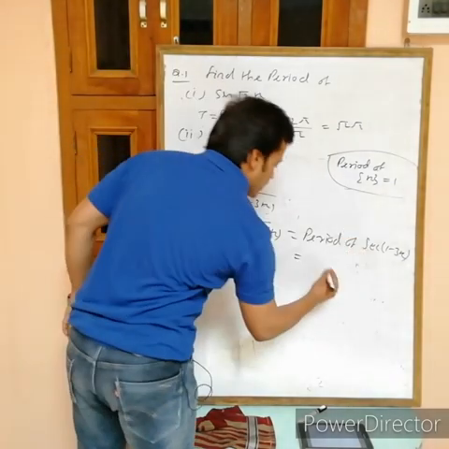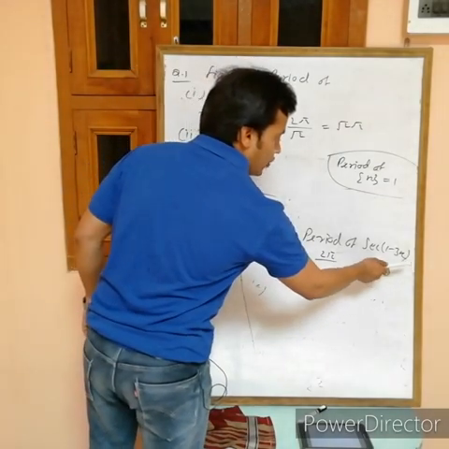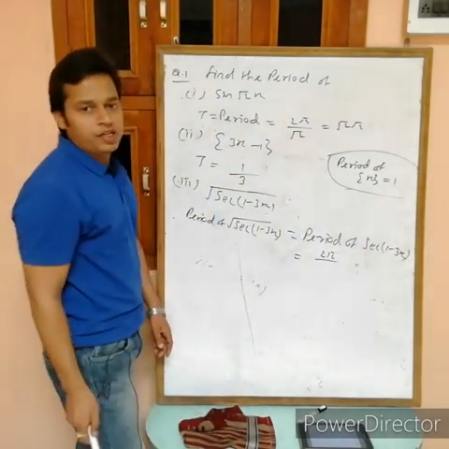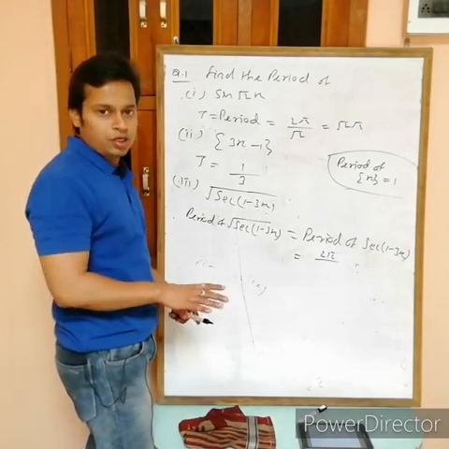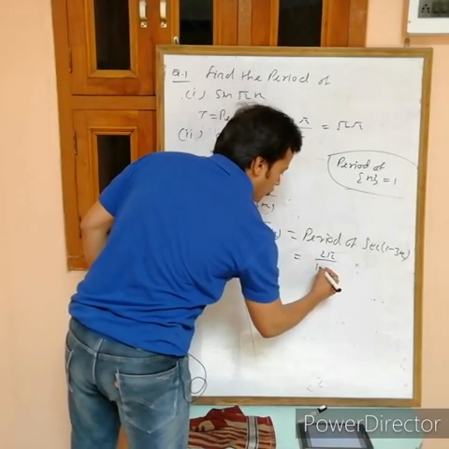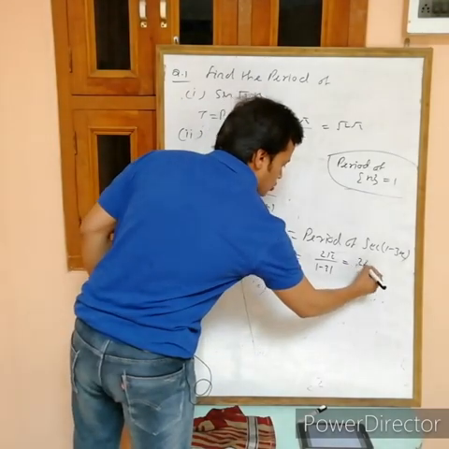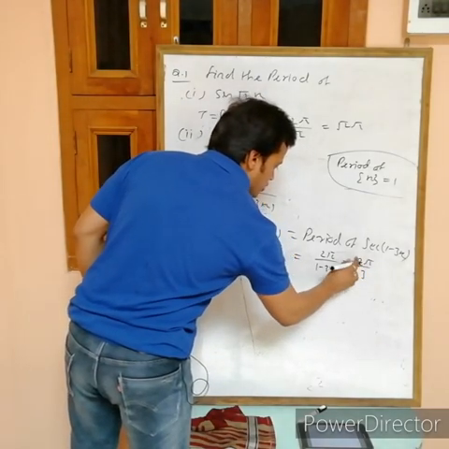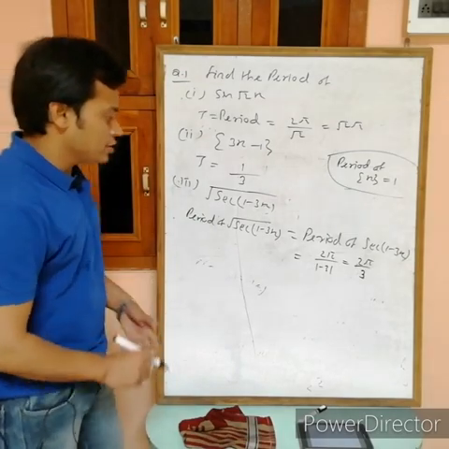So the period of sec x is 2 pi, but here we have minus 3 multiplied with x. If you are multiplying x with any constant, you divide by that constant to find the period. So the period of this one is 2 pi by mod of minus 3, the coefficient of x in mod, because a period can't be negative, so 2 pi by 3. This is the period of root sec of 1 minus 3x.